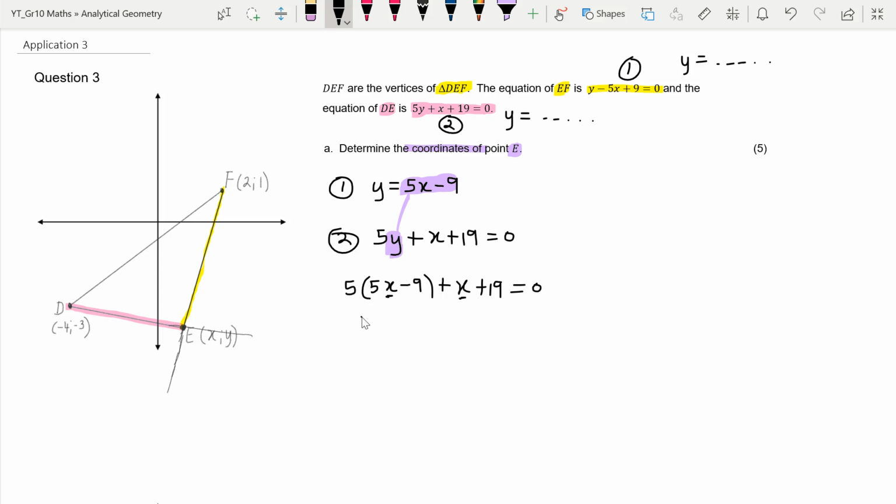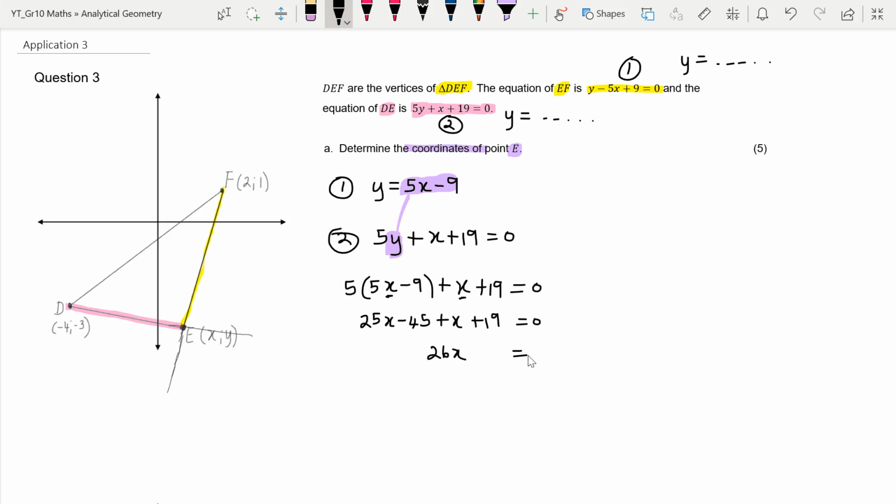So if we multiply that in, it will be 25x minus 45 plus x plus 19. And now we can simplify that, put our like terms together. When we do that, we've got 26x, and if we put those together, I just quickly reached for my calculator.